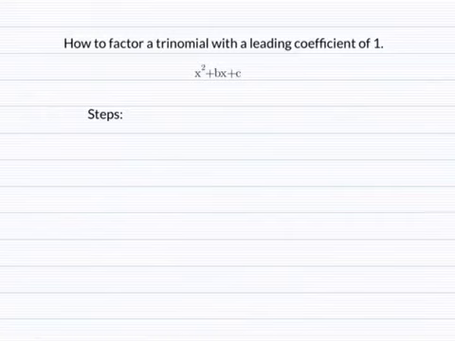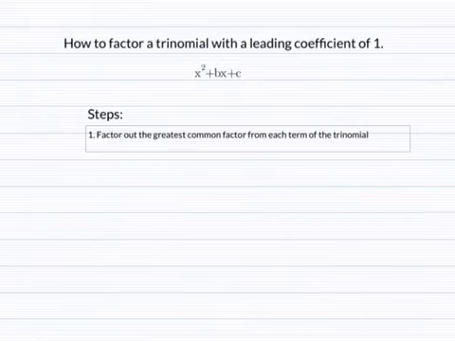Alright, so now with the first step, factor out the greatest common factor from each term of the trinomial. So if each term has a multiple of 2, you would factor that out. If each term had an extra x on it, you would factor that extra x out. After you have the greatest common factor factored out from your trinomial, you can move on to step 2.